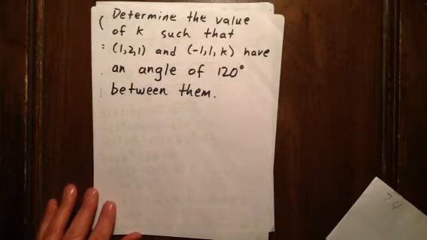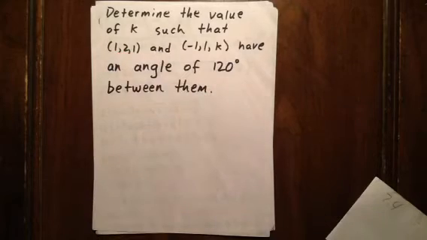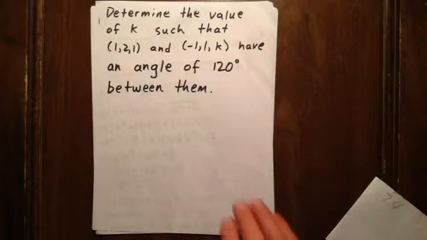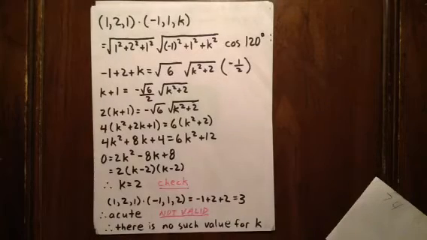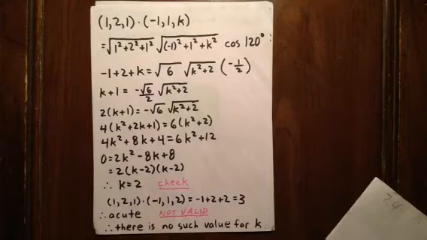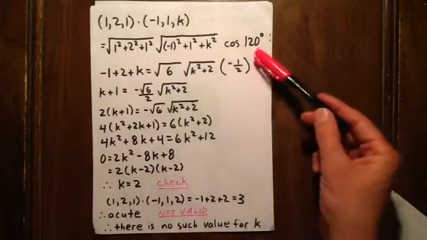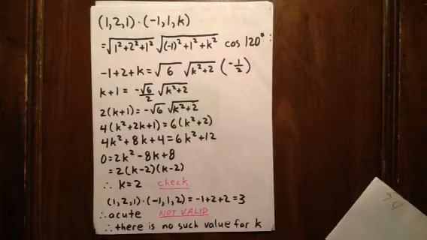In this question, we want to determine the value of k such that the vectors shown have an angle of 120 degrees between them. Okay, well, what we're going to do is set up a dot product. We're going to say that (1, 2, 1) dotted with (-1, 1, k) is going to equal the magnitude of the first times the magnitude of the second times the cosine of 120.